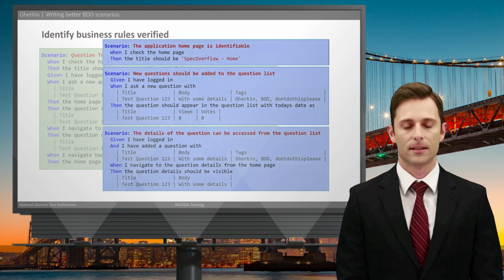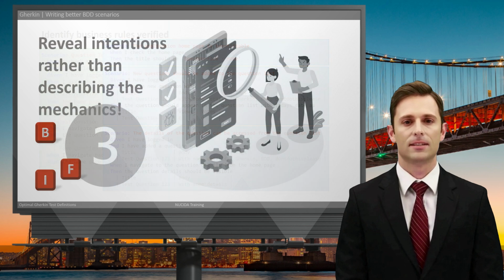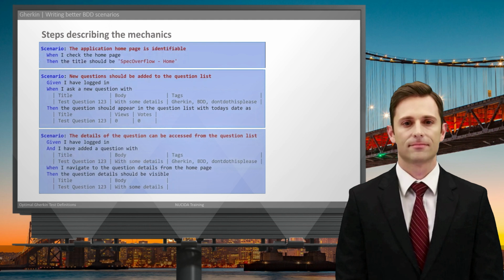These scenarios are getting better and better. Of course, there are some duplications still, so we still must take some further steps. Let's move this to step number 3, which is the letter I, intention revealing. Next, we can reveal the intention rather than describing the mechanics. I mean, these scenarios are not that bad anymore. However, in two places you can still see some traces of expressing the mechanics.